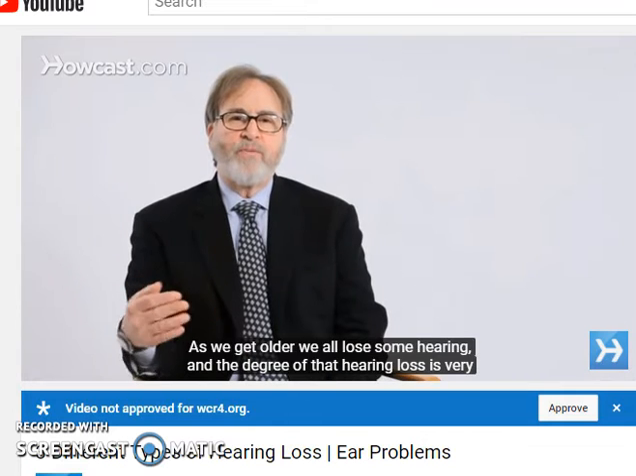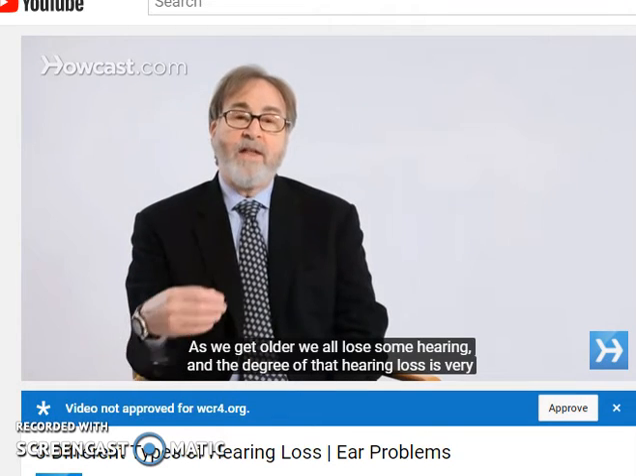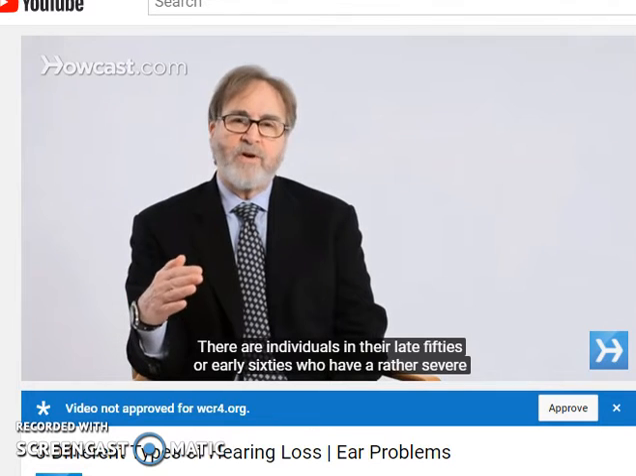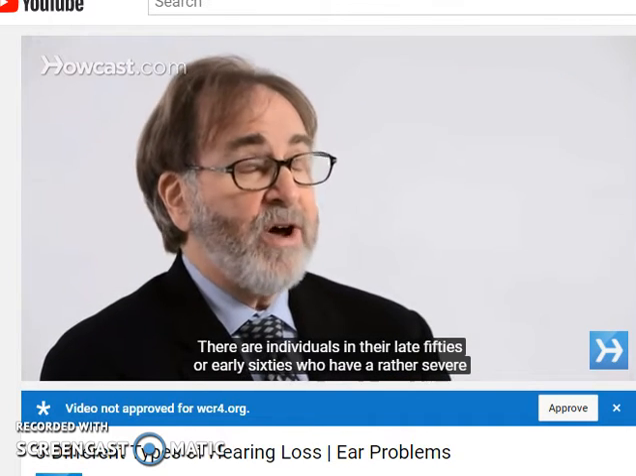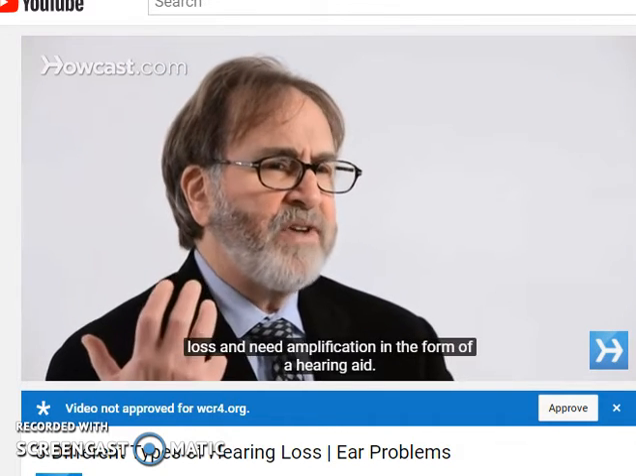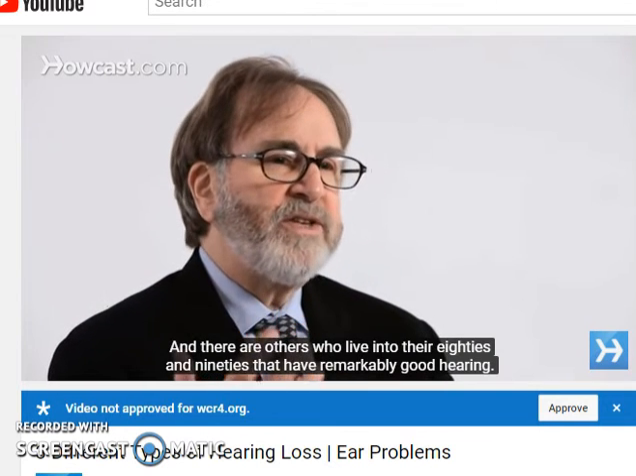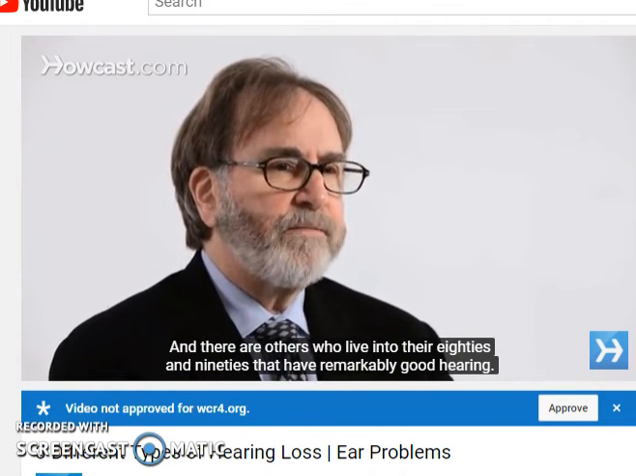The most common cause of an inner ear or neurosensory hearing loss is an age-related and genetically determined hearing loss. As we get older, we all lose some hearing. And the degree of that hearing loss is very variable. There are individuals in their late 50s and early 60s who have a rather severe loss and need amplification in the form of a hearing aid. And there are others who live into their 80s and 90s that have remarkably good hearing.